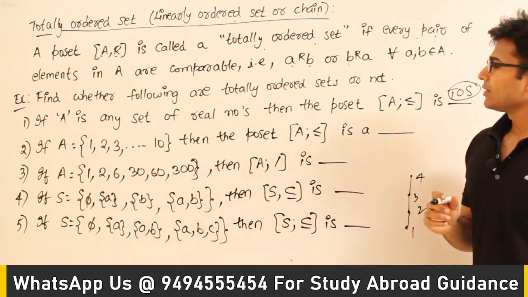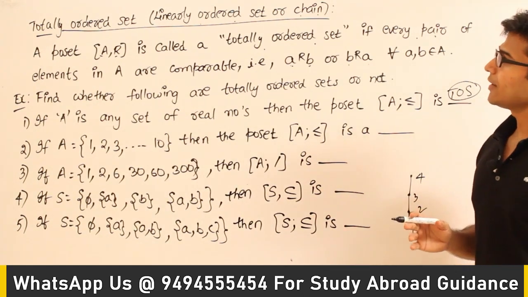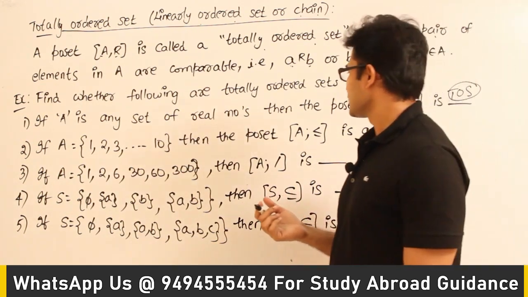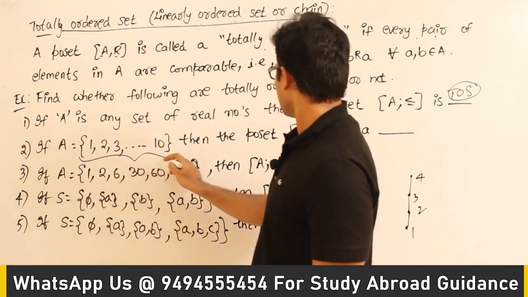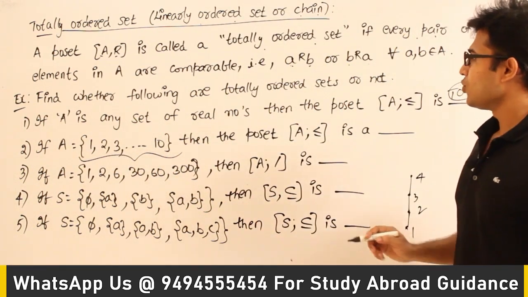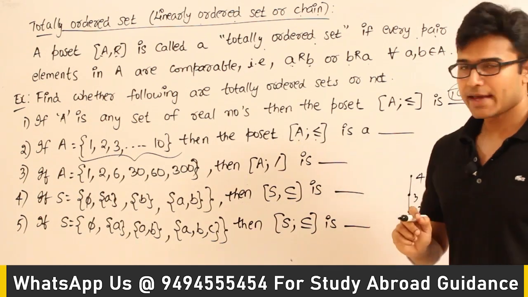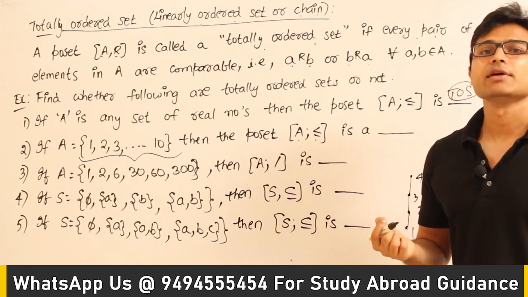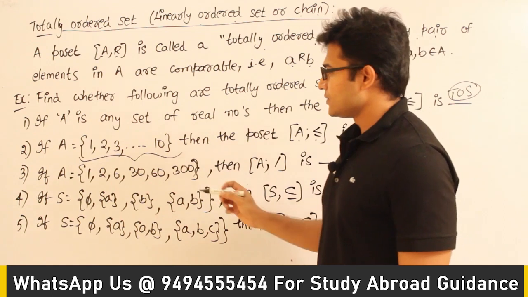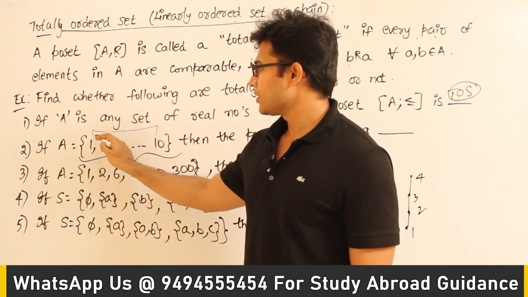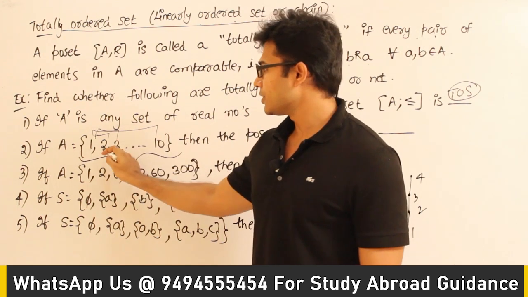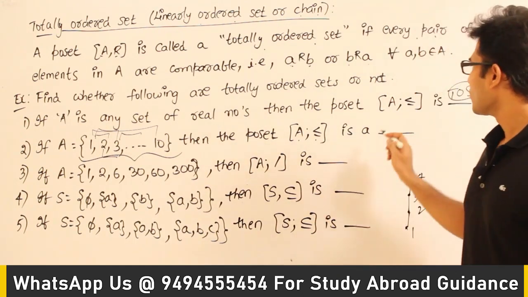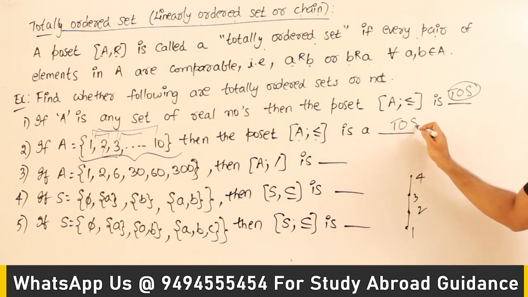Okay, next one. For now, remember that every totally ordered relation or totally ordered set is also called a chain. Now see this, if A is having 1, 2, 3 so on up to 10, then the poset (A, less than or equal to) is dash. Now when we take any two numbers of this set, can we apply less than or equal to between them? Of course we can, isn't it? See, if I take 1, 10, yes, I can apply. If I take 1, 2, I can apply. 1, 3, I can apply. 3, 2, I can apply. 3, 5, I can apply. Take any pair, we can apply it. Therefore, it is also a totally ordered set.